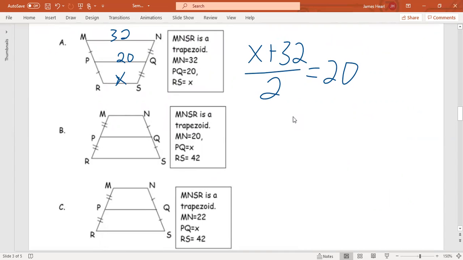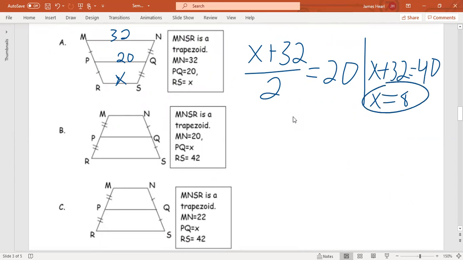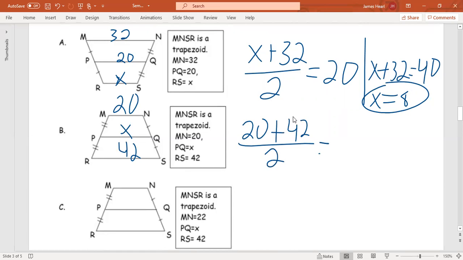That's the idea. If we multiply the two over, X plus 32 would have to equal 40, which makes that bottom one, RS, equal to 8. Same logic for all three of them. So MN is 20, PQ is X, and RS is 42. So (20 plus 42) divided by 2 must be equal to X. This is direct computation. 20 plus 42 is 62, cut in half is 31.